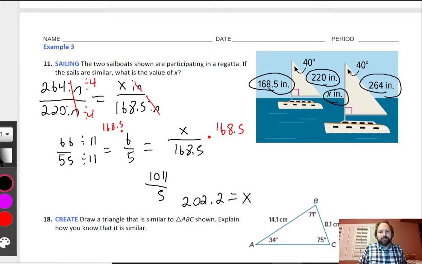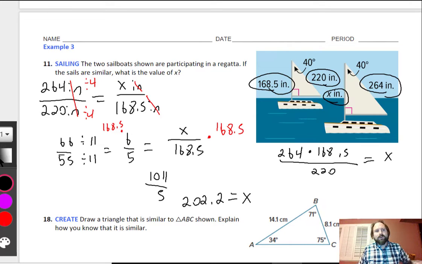Could we have done this better? Not really. I could have used a calculator and done 264 times 168.5 is equal to x, and divide that by 220. Would that have given me the exact same answer? Yeah. If you're using that tool, great. If not, why aren't you using that tool? You should be using a calculator.